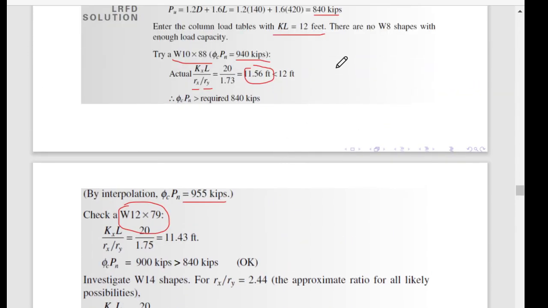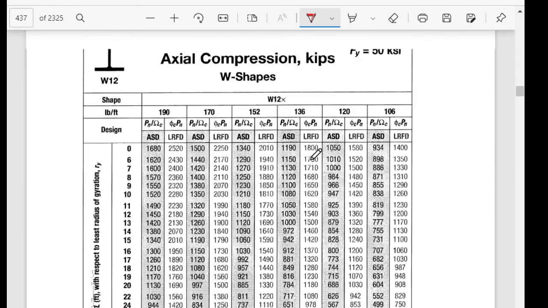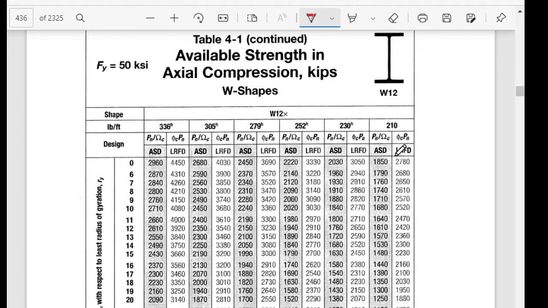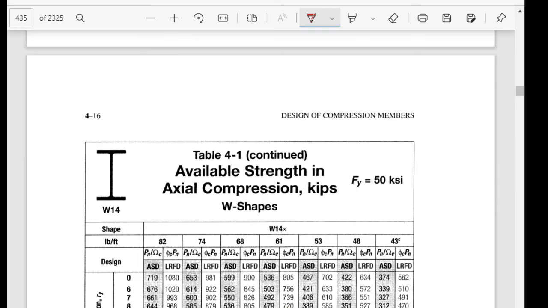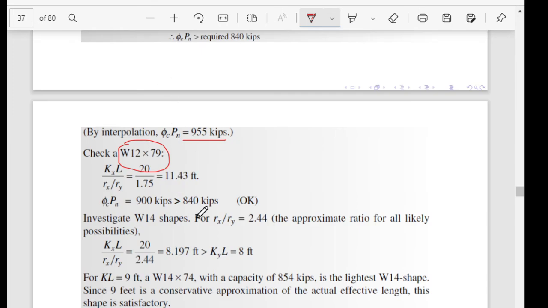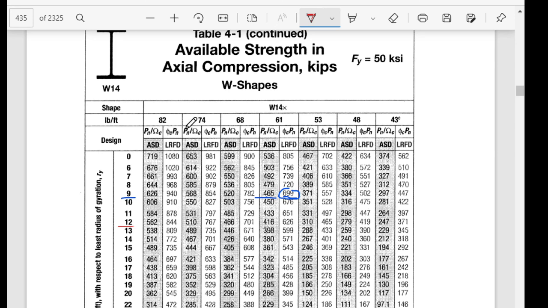Again, we assume this 12 feet, no, KL. So, kung atong tanawon ang W14, no, next shape, for KL is equal to 12 feet, then, dapat mo greater than siya sa 840. 74. Greater than siya sa 840.